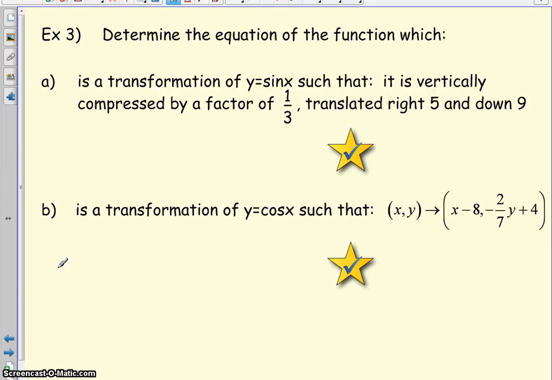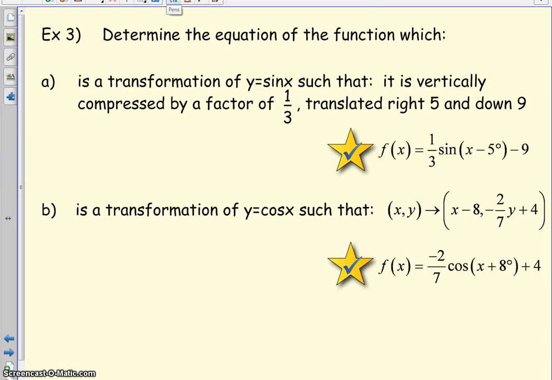Okay, so just a couple other things to look at before we finish up this lesson. Now I'm going to give you information about a transformed sine or cosine function. It might be transformations, it might be a mapping rule, and I want you to just come up with the equation of the function. So I'd like you to think about these and try them on your own first, and when you've given them a shot, push play and we'll go through them together. Okay, so take a second to check your answers here.